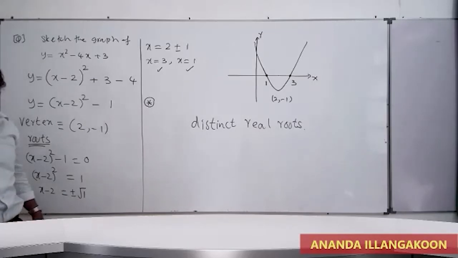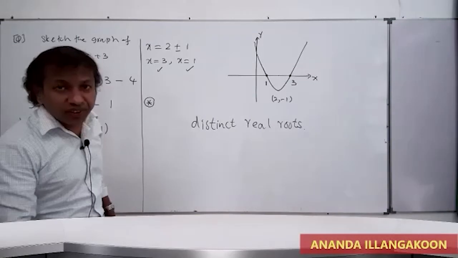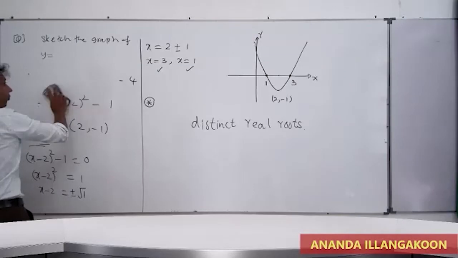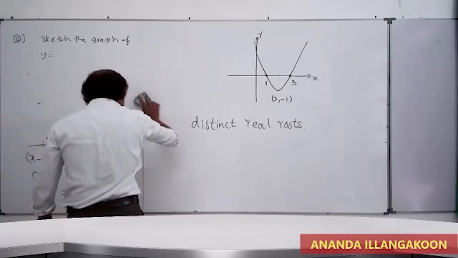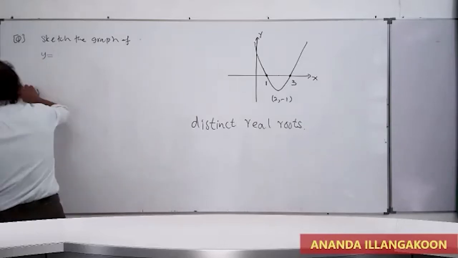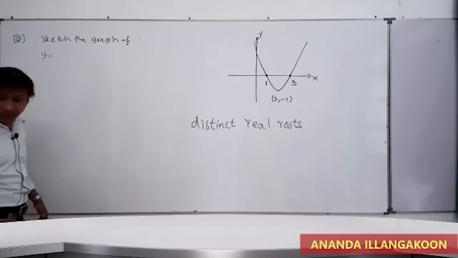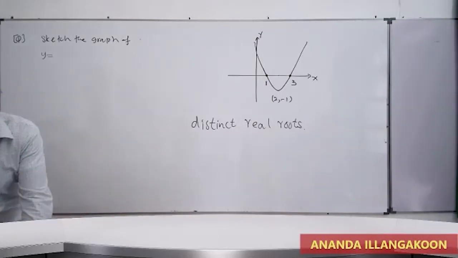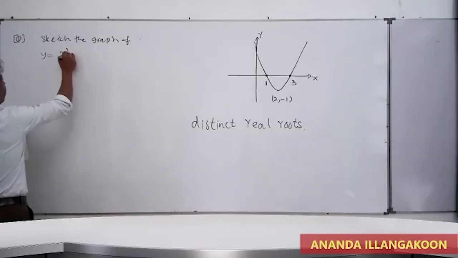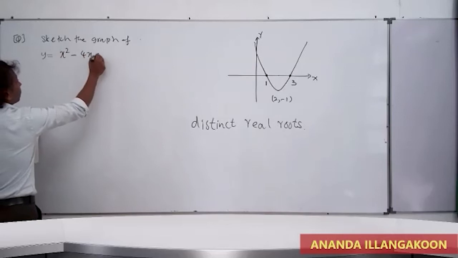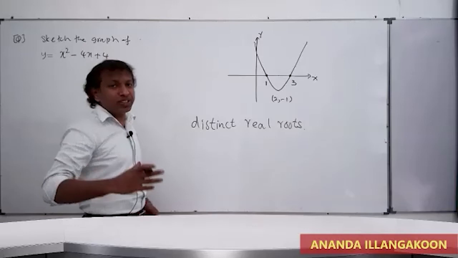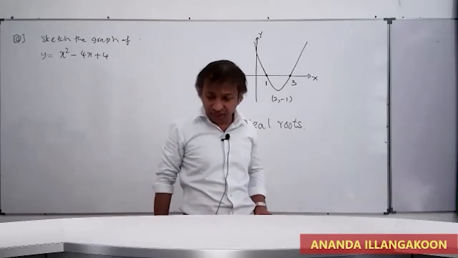Okay. People will draw another graph. Number two: sketch the graph of x squared minus 4x plus 4. People, complete the square and take this 2.